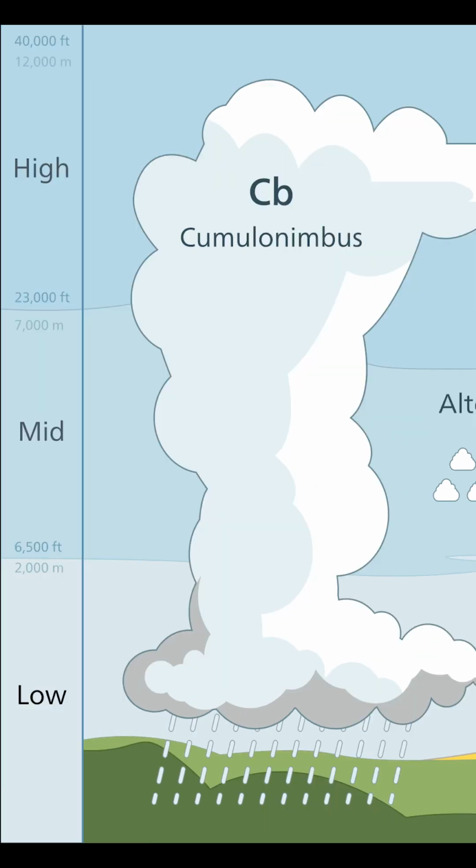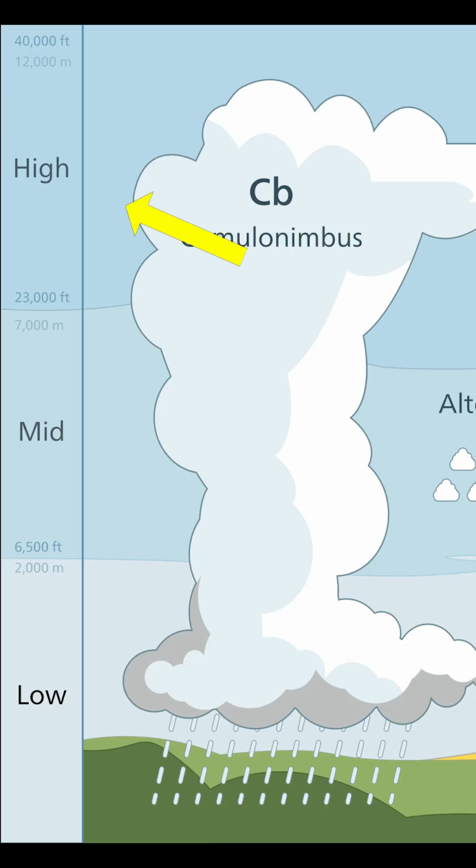Next important thing about clouds is their height above sea level. So it is split into three parts. You got the low clouds, which stretch up to 2,000 meters. You got the mid-level clouds, which go from 2,000 to 7,000 meters.